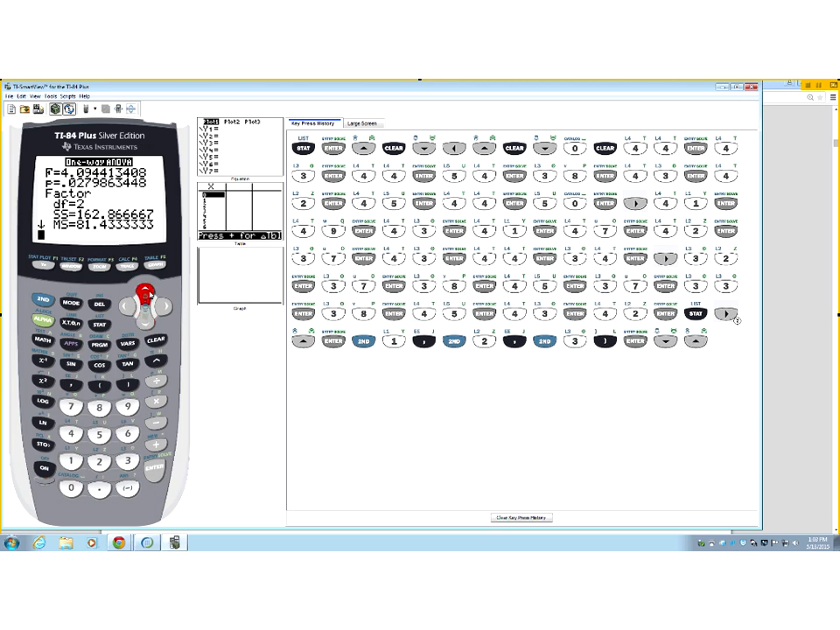So I want you to try something. What happens when you take the SS, that's called the sum of squares, and your MS, which is the mean of squares? So what happens when you take 162.86666, and that continues, over 81.43333?